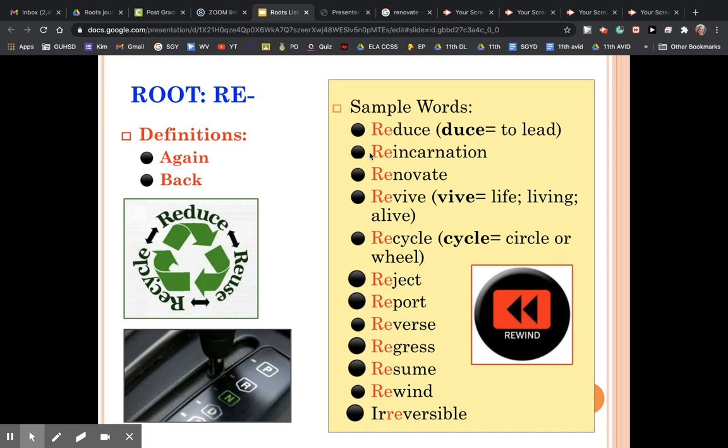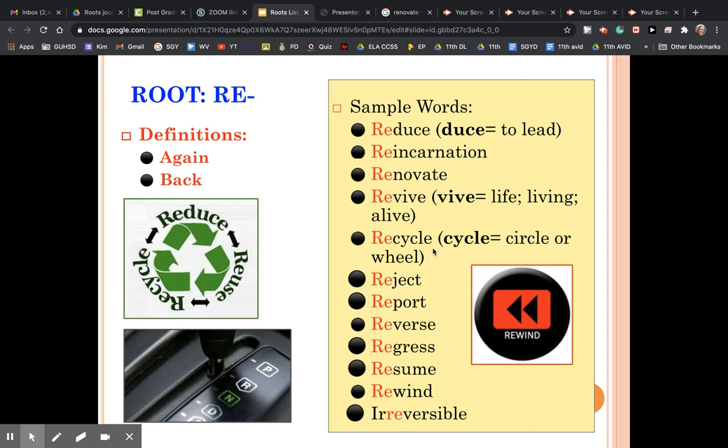Reincarnation, the belief that one spirit after death enters another body. Renovate, to make new or like new, to repair something old so it is in good condition again. There are a lot of shows on TV, for example, Flip or Flop, where they take old houses and renovate them so they look new again. Revive, vive meaning life, living, or alive, is to bring something back to life.